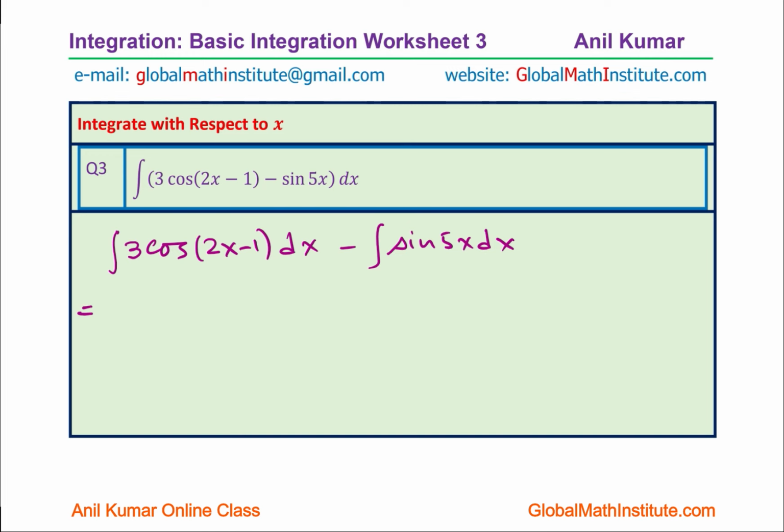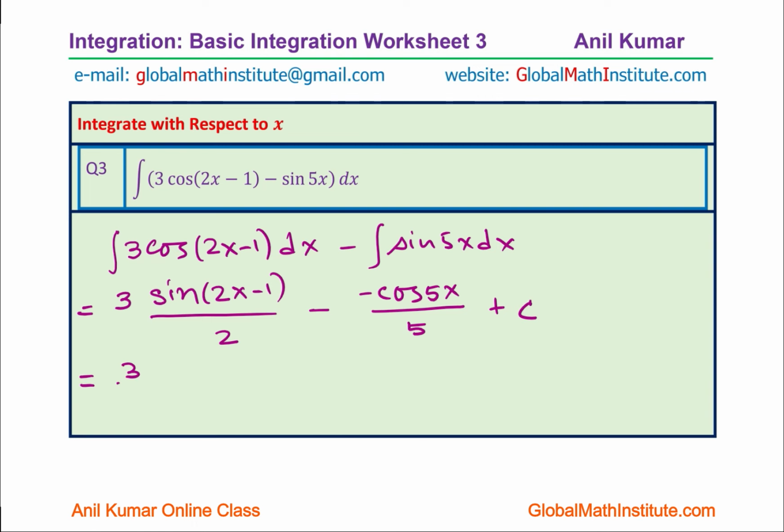Now this is equal to, so constant 3, integral of cos x is sine x. So the argument here is 2x minus 1. You have to divide by 2, right? Now in this case, sine 5x, the integral is minus cos 5x over 5, right, plus c, the constant, right? So we get here 3 by 2 sine of 2x minus 1, and that becomes plus cos of 5x, 1/5 you can write here, plus c. Do you see how easily you can apply these rules and the answers? Perfect. So we've done 3 of them.